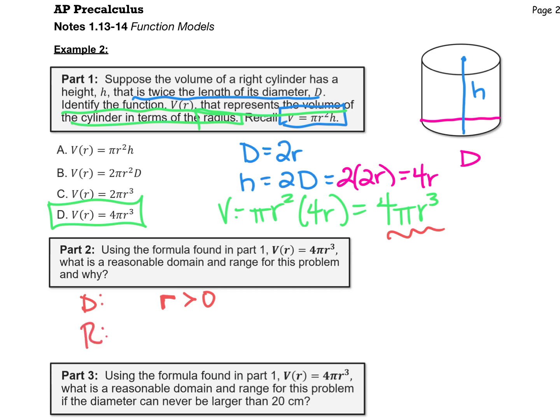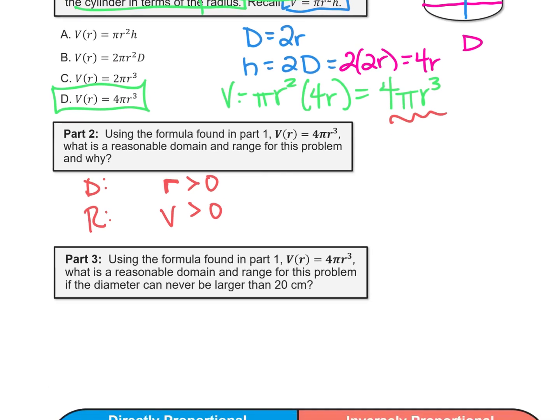What about my range? That's my volume. It too has got to be greater than 0. Not a trick question. If we're going to have a cylinder, then my radius has got to be bigger than 0, and my volume's got to be bigger than 0. Now, is it logical to think that this cylinder will continue to increase forever until all of infinity? No, probably not. So they're going to give us a little restriction.